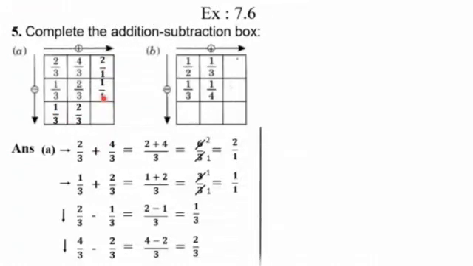Let's start. We will do first the horizontal calculation, which is of addition. 1 upon 3 plus 2 upon 3 will give you 3 upon 3, correct? And after cancellation we get 1 by 1, because 3 ones are 3, 3 ones are 3. This 1 by 1 will be written here.